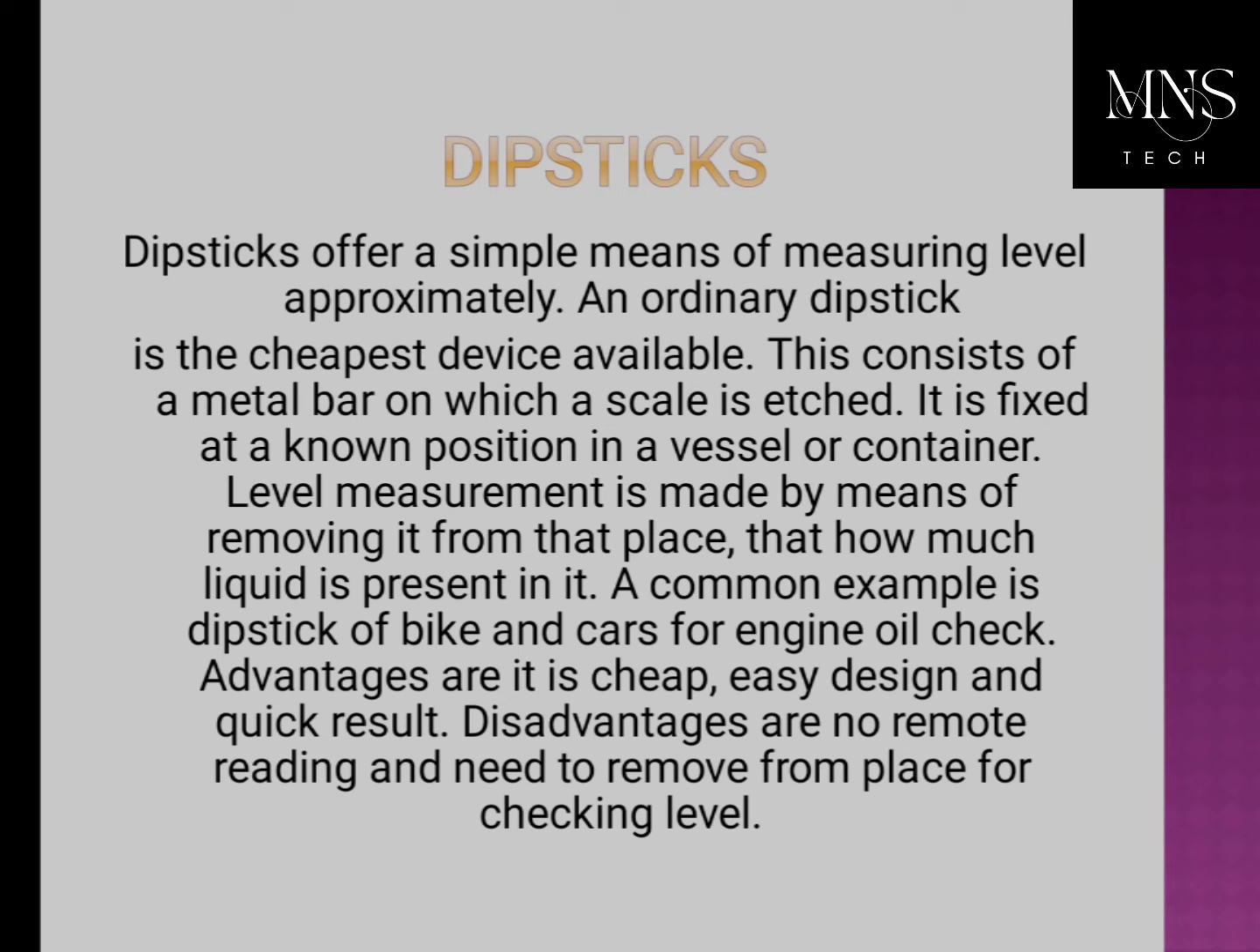Dipsticks. Dipsticks offer a simple means of measuring level approximately. An ordinary dipstick is the cheapest device available. This consists of a metal bar on which a scale is etched. It is fixed at a known position in a vessel or container. Level measurement is made by removing it from that place and seeing how much liquid is present on it. A common example is the dipstick of bikes and cars for engine oil check.